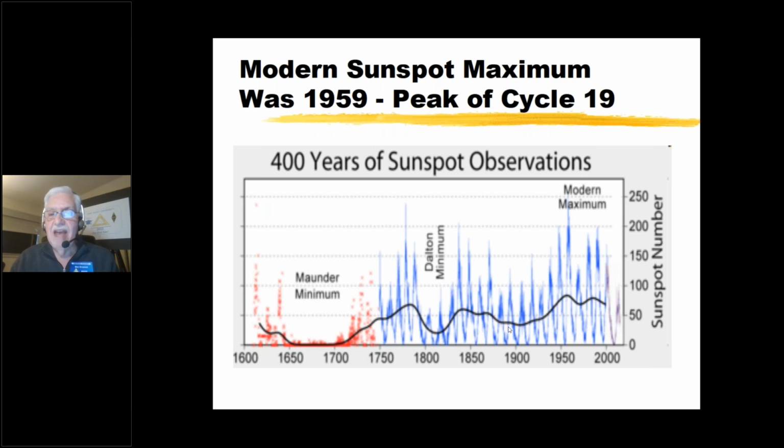Here's present day, starting about the 1900s, and you can see the rise and fall of each of these cycles. The best cycle was this one, cycle 19, the peak of cycle 19 was the best one, and you can see this rise and fall in not only each cycle but in the cycle, what we call the cycle of cycles.